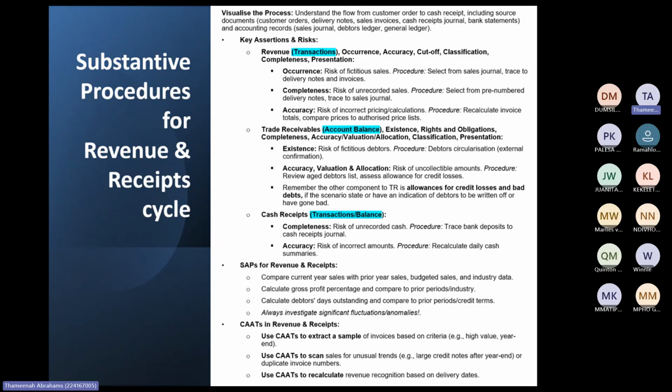You can also recalculate or do that cost and cross cost, but that's more general procedure. So you see, because all these procedures here are more specific to revenue. Okay. Then we spoke about the allowance for credit losses.